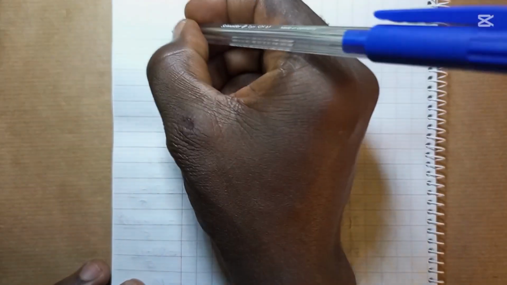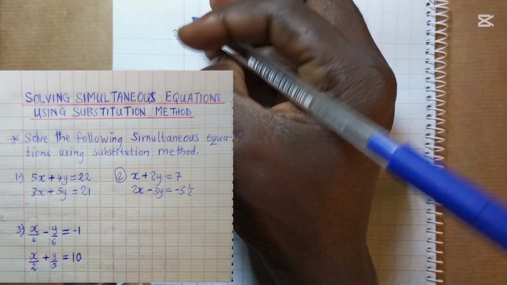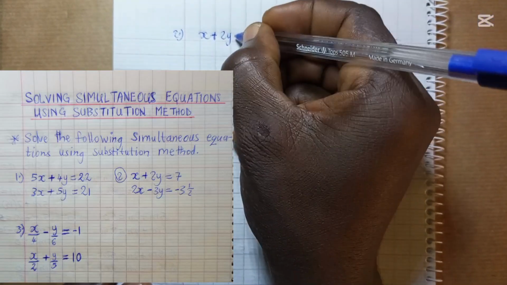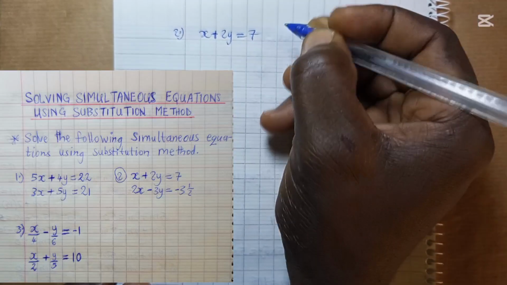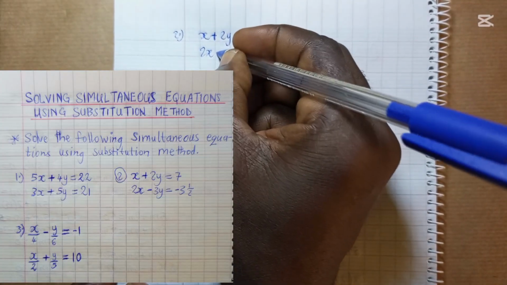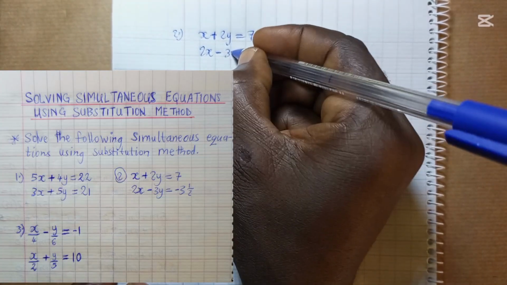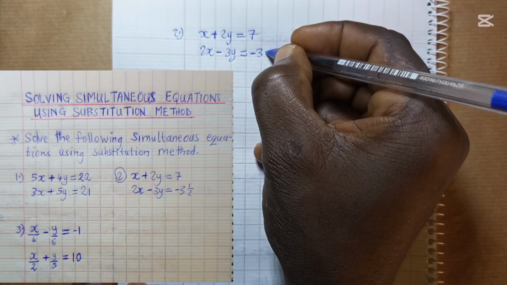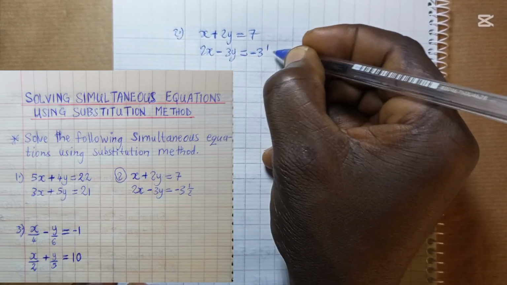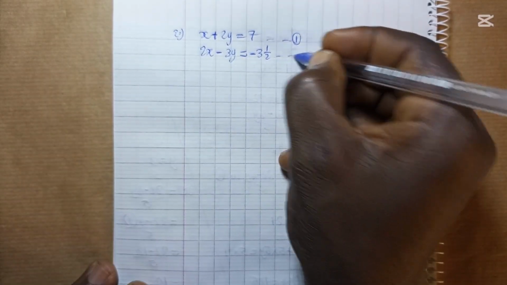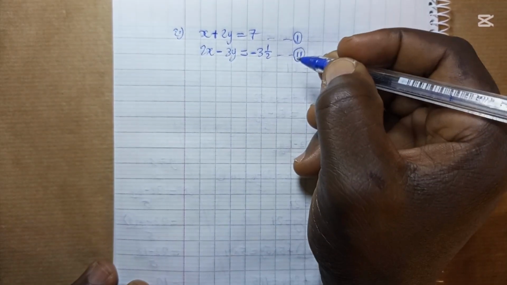For number 2, we have the equations x plus 2y is equal to 7 and 2x minus 3y is equal to minus 3 whole number 1 over 2. So this is equation 1 and this is equation 2.